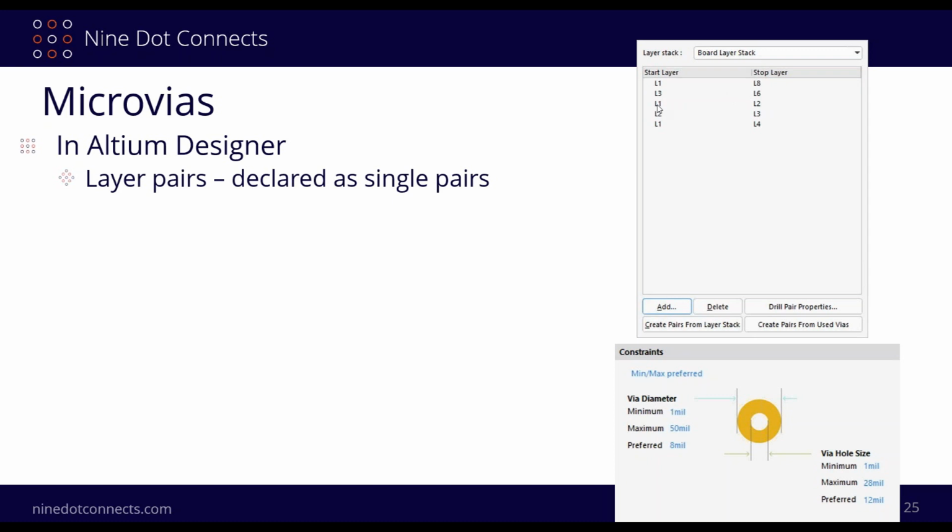But if you look here, if I want to do this in a microvia fashion, I would do it from L1 to L2, L2 to L3. This one should have been L3 to L4. I apologize about that, but that would be the idea behind that as well. So just make sure you set up your layer pairs as such. And then you've got your constraints.